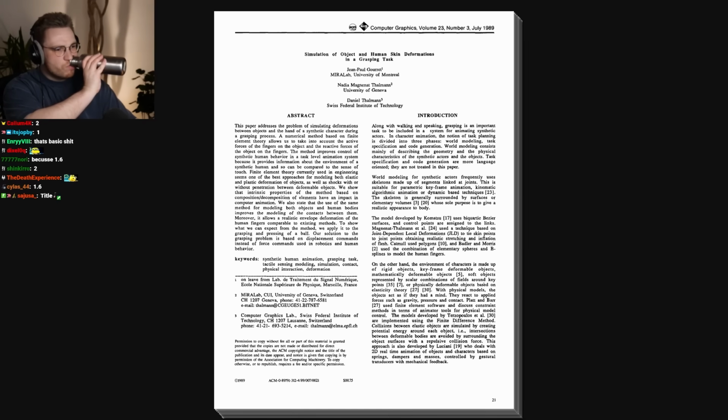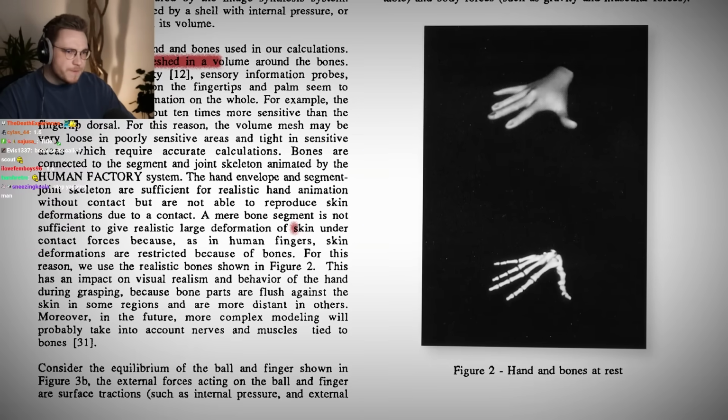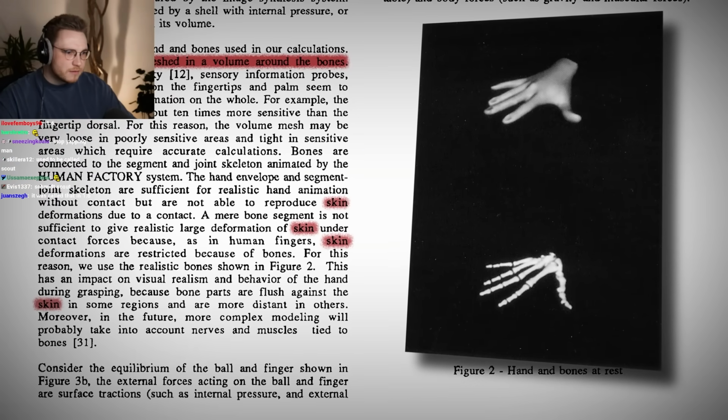Well, before skins were added to Counter-Strike, the word meant something a lot more literal. Papers from animation research in the late 80s described skinning as the process of attaching a deformable surface to a skeleton. It's the same technical term that you'd still find in animation software today.